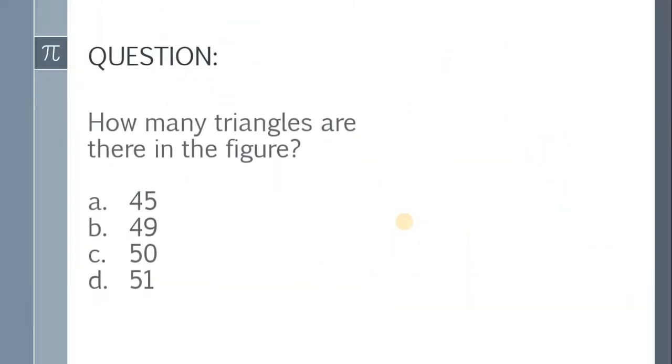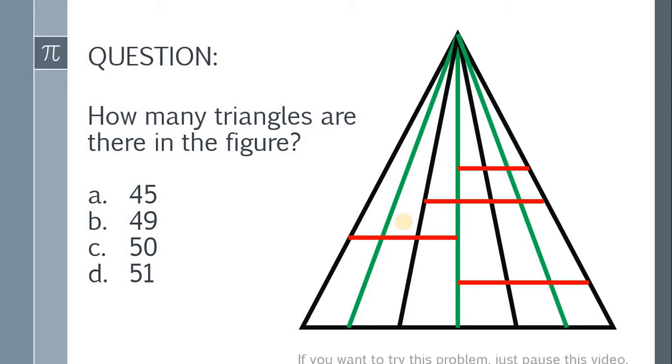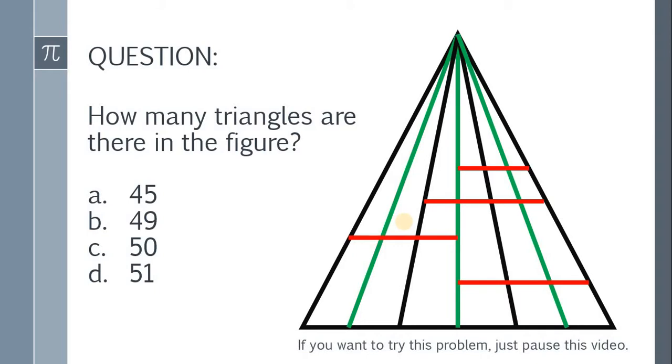Here's the question. How many triangles are there in the figure? Here are the choices. Letter A is equal to 45 triangles. Letter B, 49 triangles. Letter C, 50 triangles. And letter D, 51 triangles. Now, if you want to try this problem, just pause this video. And if you're ready, here's the solution.